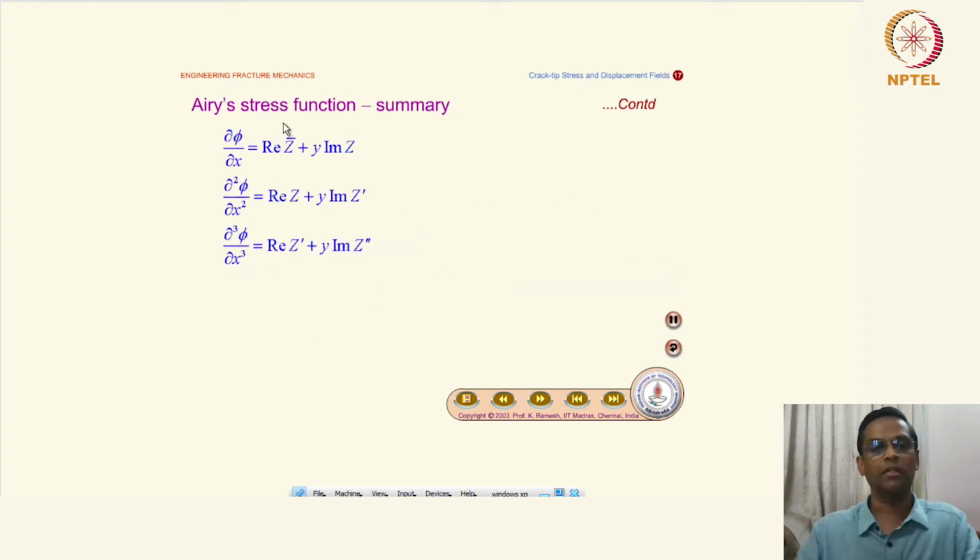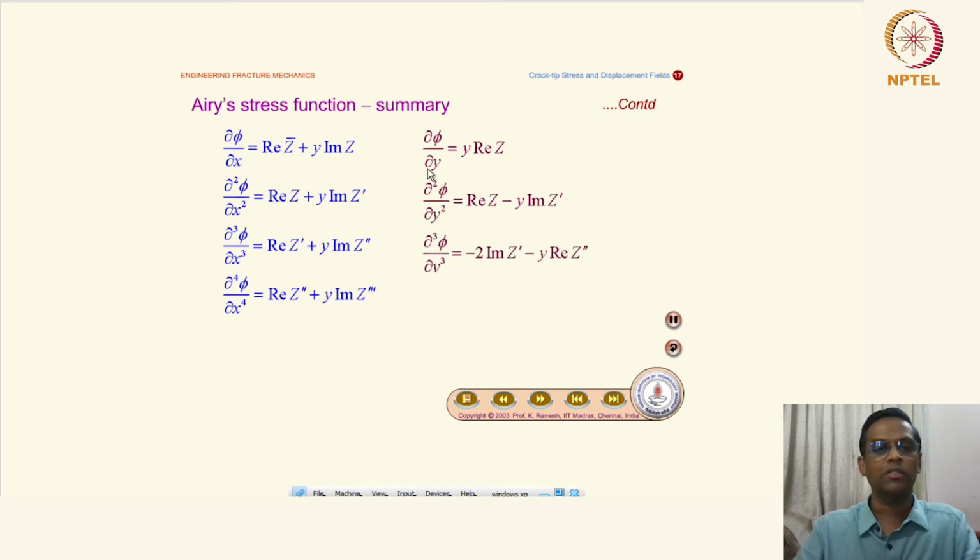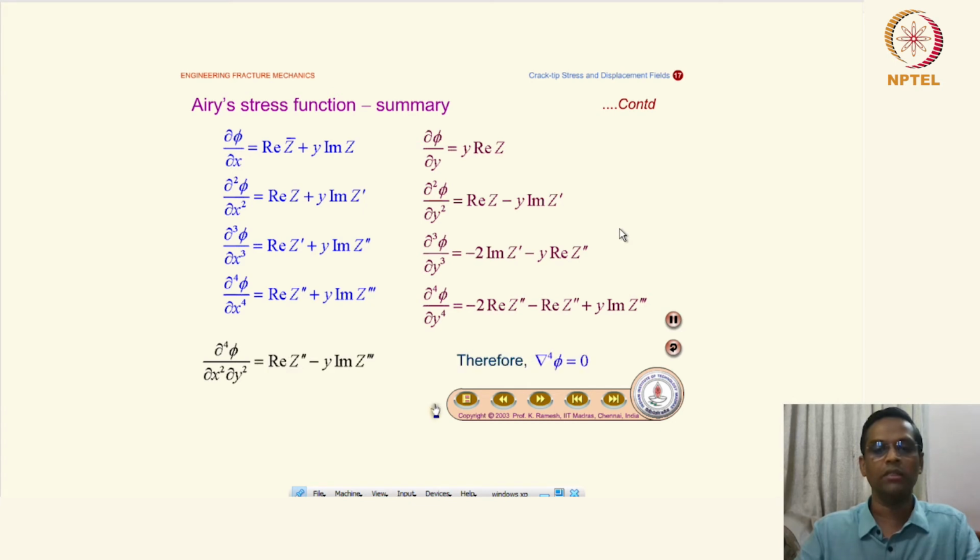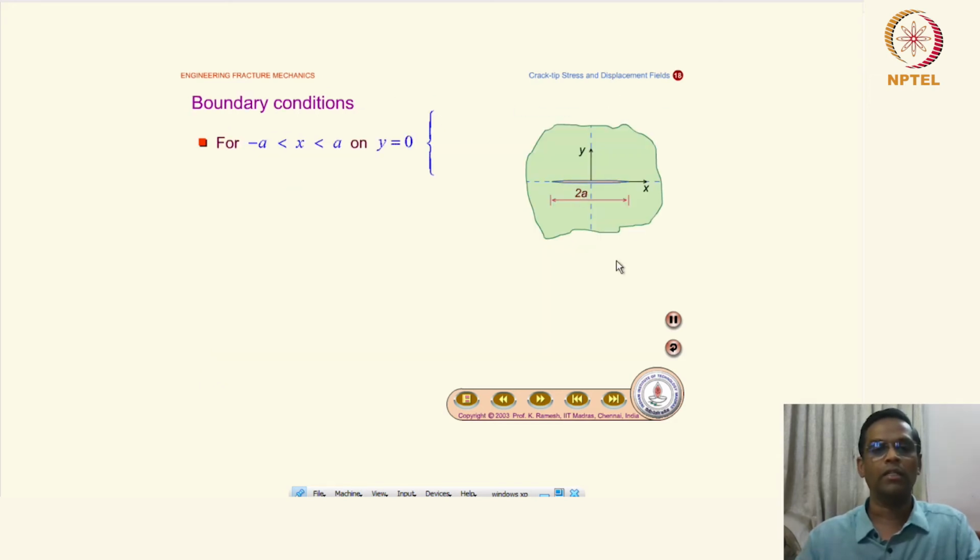So this is an Airy stress function summary, whatever we have evaluated so far, just to give you the recap. Then you can just substitute this into the biharmonic equation, which is equal to 0. So that is just for the clarity. Now this stress function also requires some boundary conditions.